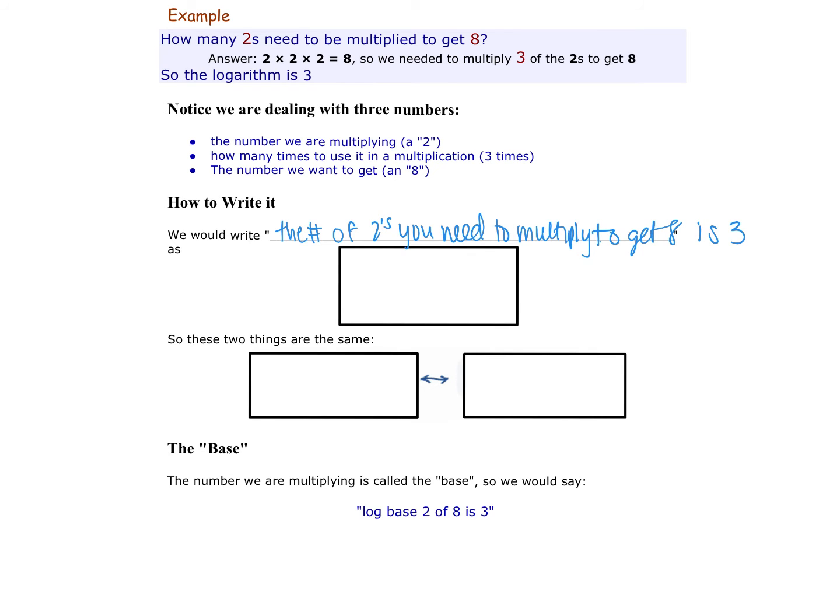And how we can write a log is the following. So every time you see a log, it's going to say log, and then your base. So if we were to say 2 to the third equals 8, that's what we just did. We said that we need to multiply 2 three times to get 8. So your log would look like this. Log, your base is the little number.